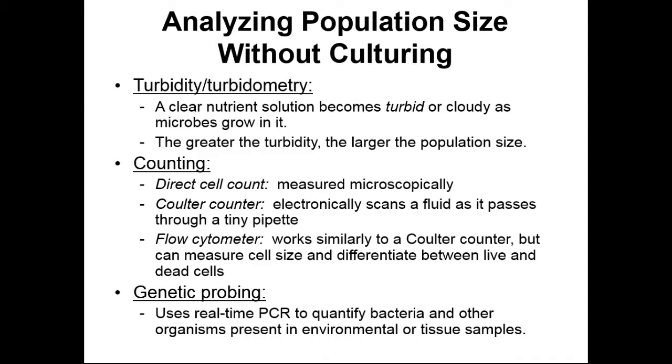Another method for counting population size is with genetic probes. We can use something known as real-time polymerase chain reaction that measures the concentrations of specific strands or lengths of DNA, and by measuring the concentrations of specific fragments or lengths of DNA, you can quantify the concentrations of bacteria or other microorganisms present. If you have high concentrations of bacterial DNA, you must have high numbers of bacteria. If you have low concentrations of the bacterial DNA, you must have low concentrations of the bacteria.